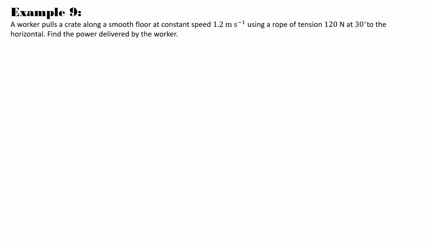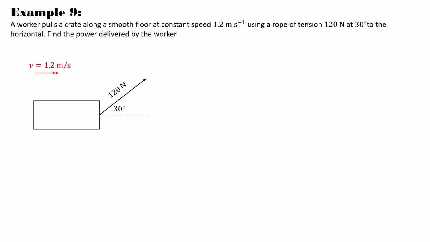So example 9, a worker pulls a crate along a smooth floor at a constant speed of 1.2 meters per second using a rope of tension 120 newtons at 30 degrees to the horizontal. Find the power delivered by the worker. So here is our crate and it has a constant speed of 1.2 meters per second. We have our tension at 120 newtons, but it's at 30 degrees to the horizontal. So first thing we need to understand is any forces need to be either parallel or perpendicular to what we usually say acceleration, but direction of motion.